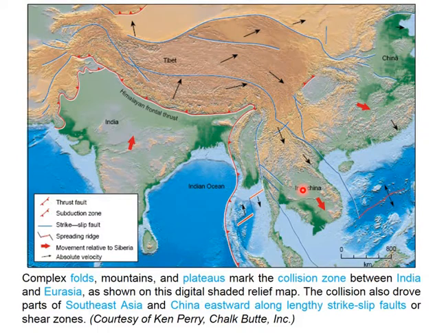The collision between India and Eurasia created faults, mountains, and plateaus as shown in the map. It also affected the region to the east, such as China and Southeast Asia, driving part of Southeast Asia and China eastward along lengthy slip faults or shear zones. The blue lines are the major faults. The arrows mark the motions of the plates.